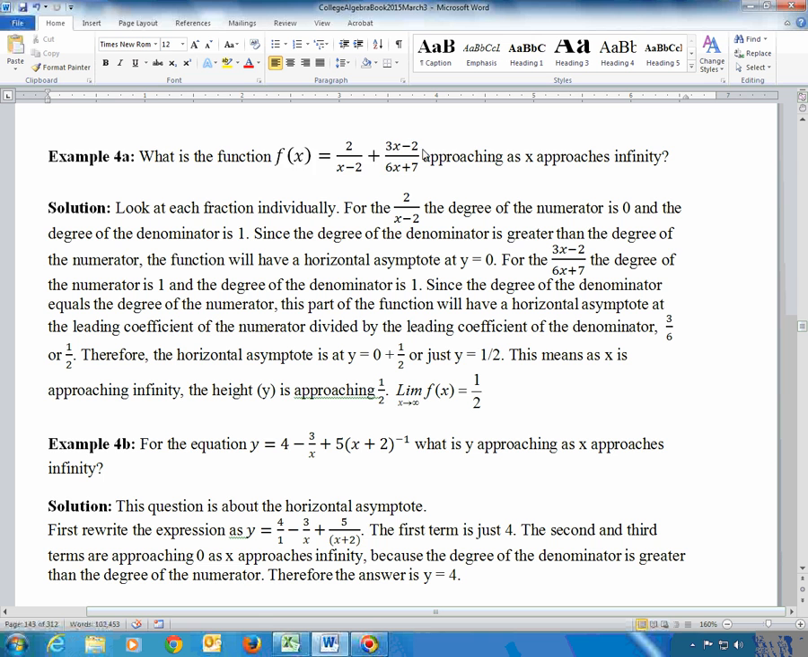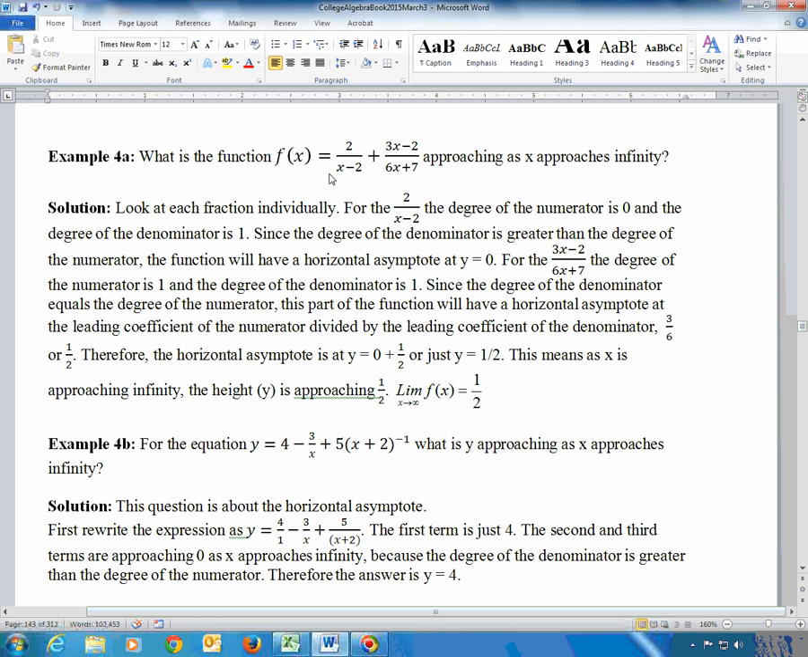Let's look at the next part. This part, the degree on the top is first power, and the degree on the bottom is also first degree. So when the degrees are the same, you look at the leading coefficients. So the leading coefficient here is 3, the leading coefficient here is 6. So on the first part, we got 0, and this plus, the second part is 3/6. And 3/6 is just 1/2, so we have 0 plus 1/2, or just 1/2.